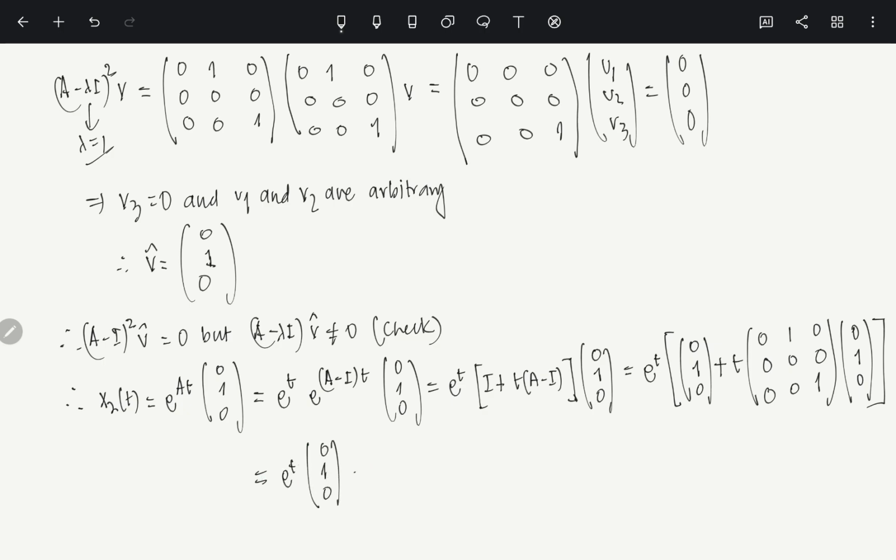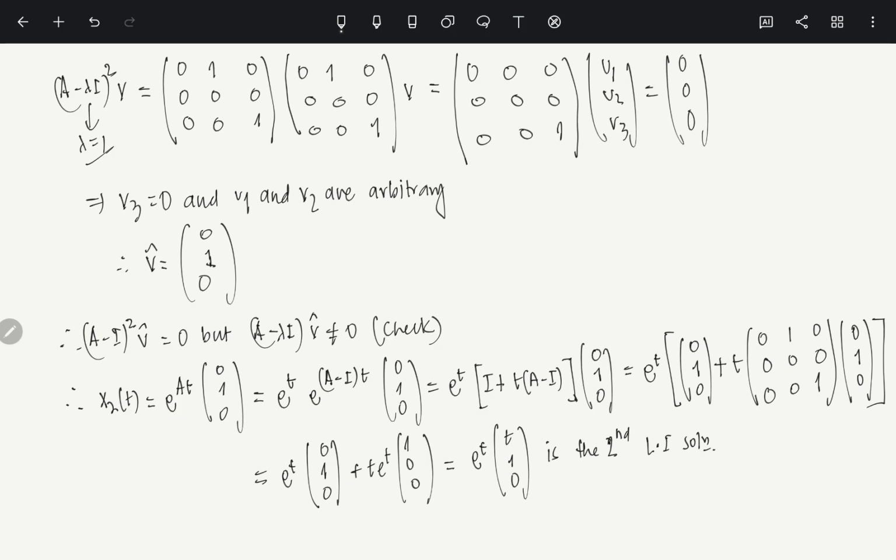I hope this is correct, so please check this part. I think my calculation is okay, but anyways. So it becomes e to the power t times the vector t, 1 and 0. If you write everything properly, this is what we end up with. And you can see, of course, this is independent of the first solution. So this is x2, the second linearly independent solution.